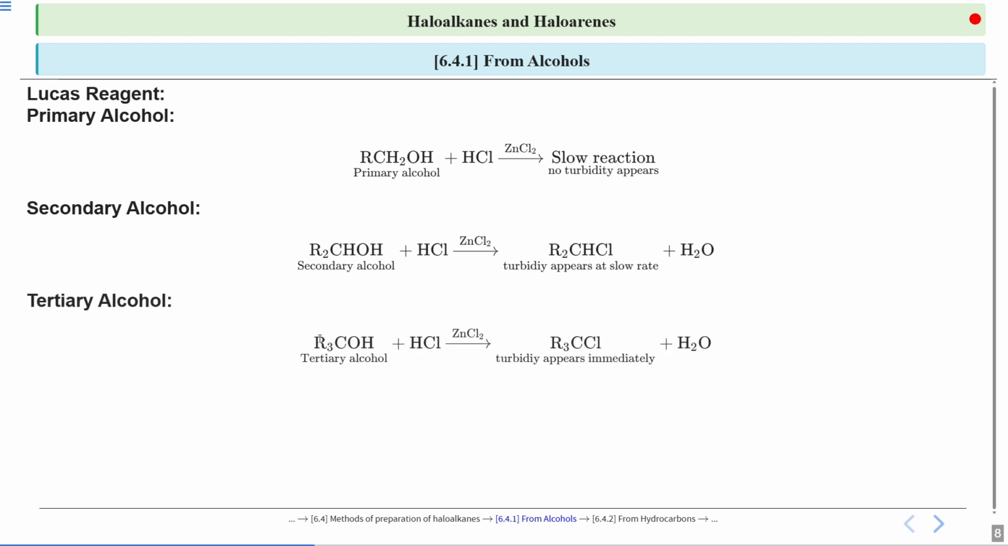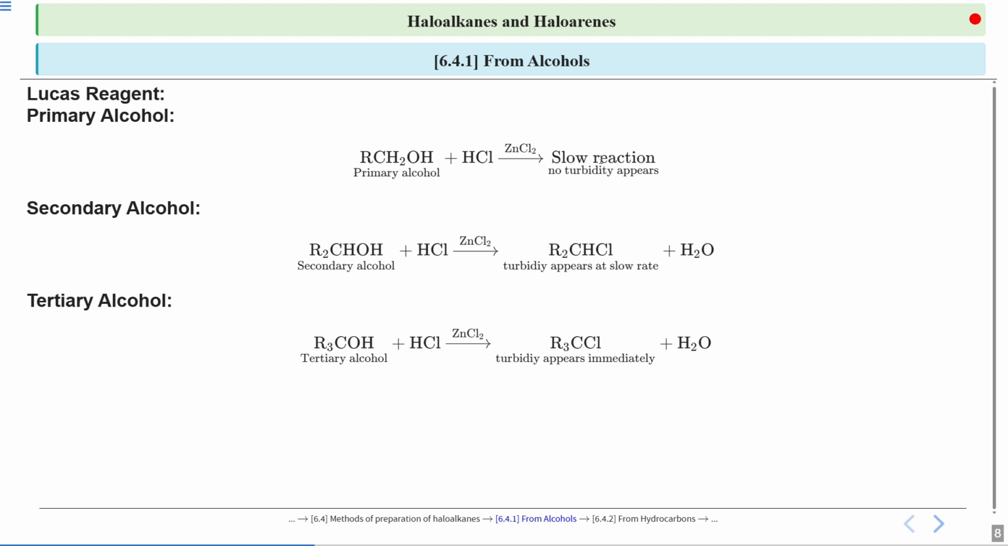Tertiary alcohol, R3COH, when treated with Lucas reagent, HCl and zinc chloride, gives the product R3CCl, and the turbidity appears immediately, within seconds. So with the tertiary alcohol you get a faster reaction, and also water as a byproduct. So this Lucas reagent can be used to differentiate between primary, secondary, and tertiary alcohol based on the rate of the reaction, or the product of the reaction, in each case.